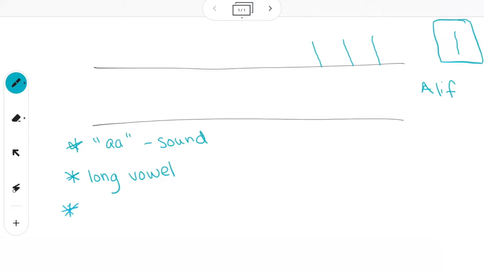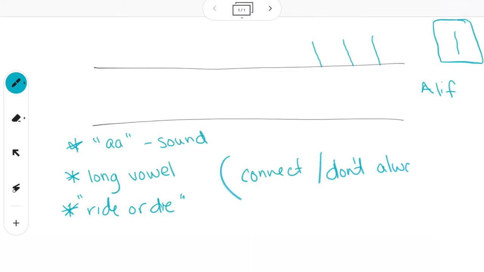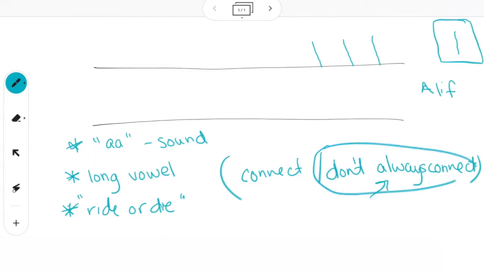Now, Alif is what I like to call a ride or die letter. This is not a fancy Arabic term, just what I like to use to make it easier for you to understand. There are two types of letters in Arabic. There are those that connect, okay, and then there's those that don't always connect. Okay. Alif is one of the latter. It's a letter that does not always connect.